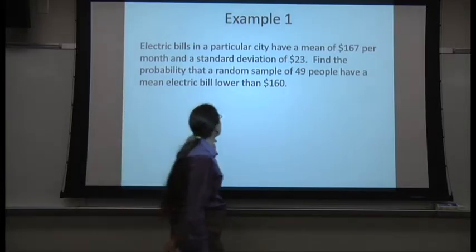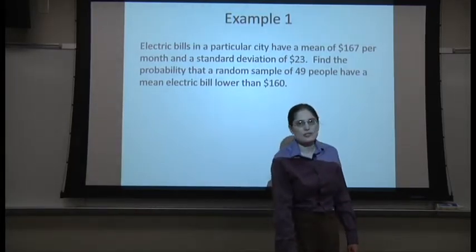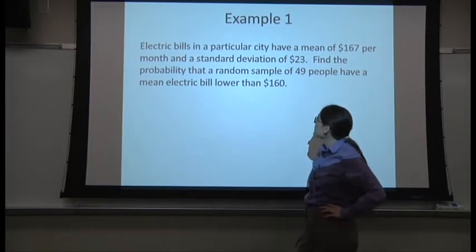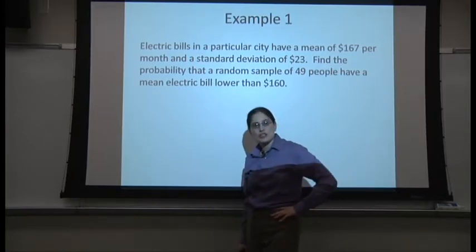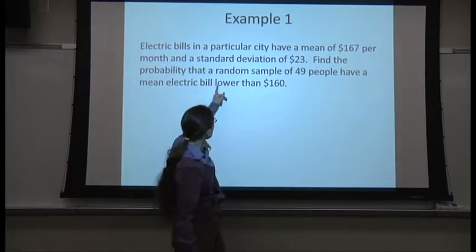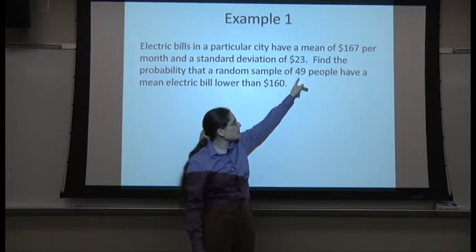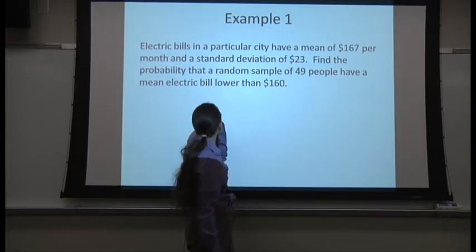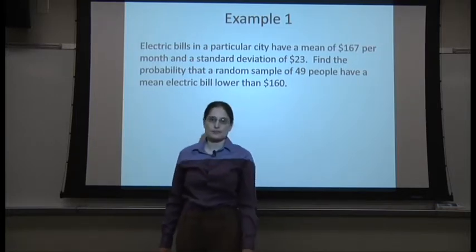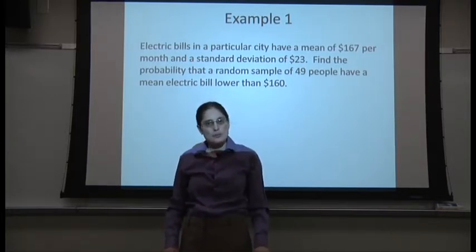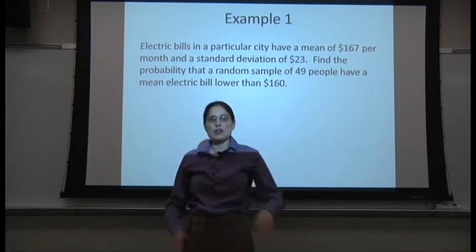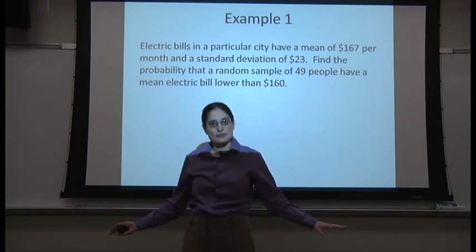Here's the first problem. Electric bills in a particular city have a mean of $167 a month and a standard deviation of $23 a month. Find the probability that a random sample of 49 people have a mean electric bill that is less than $160. So we're not talking about one person's electric bill, we're talking about 49 people drawn from the town at random.